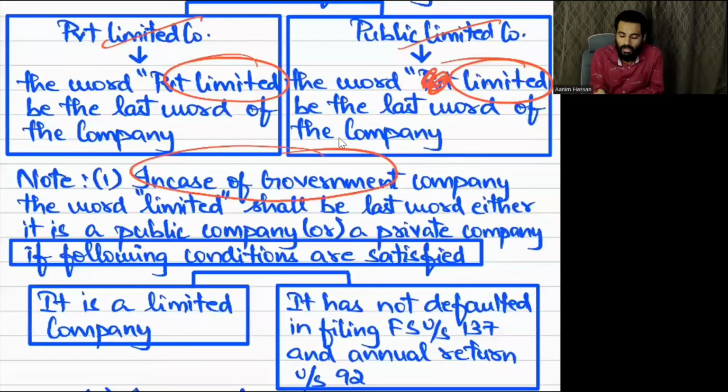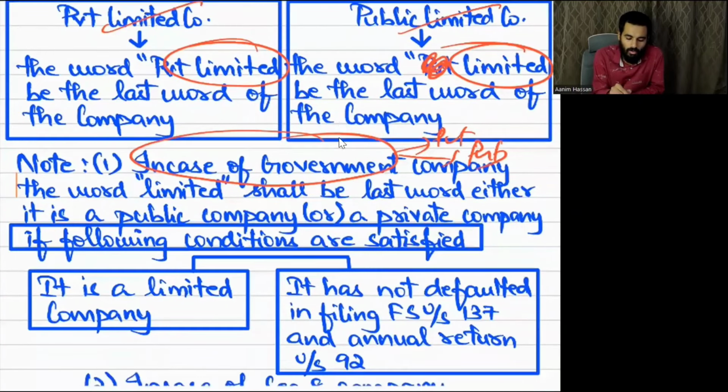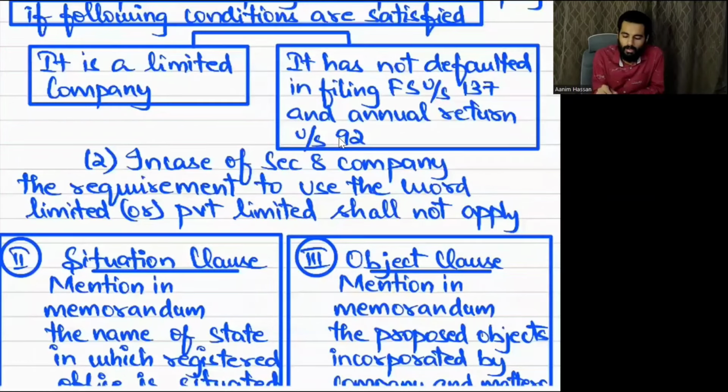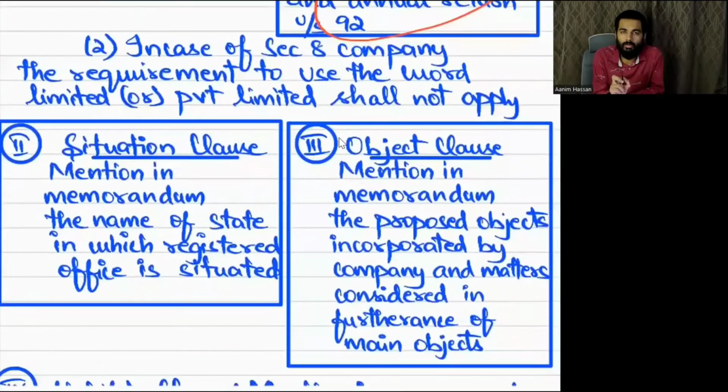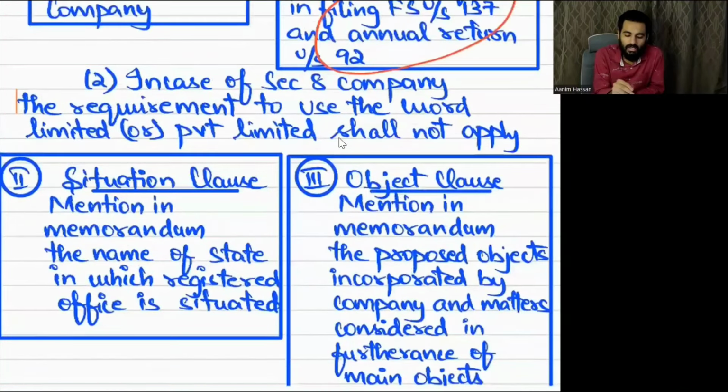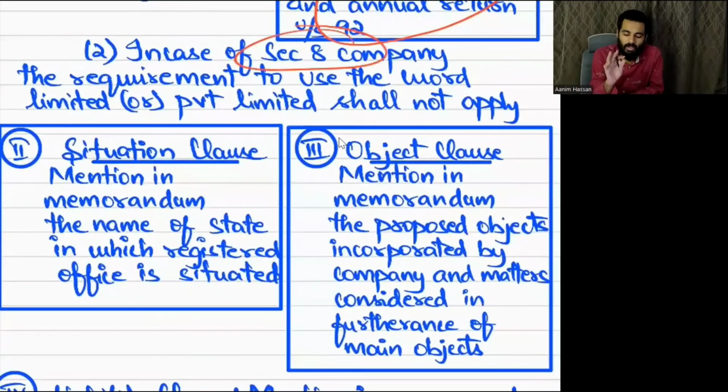it can be either a private company or a public company. The last word will be only Limited. But if you want to have the last word Limited, the financial statements and the annual return should be filed. But in case it is a Section 8 company, you don't have to have the last word Limited, or the last word Private Limited either.